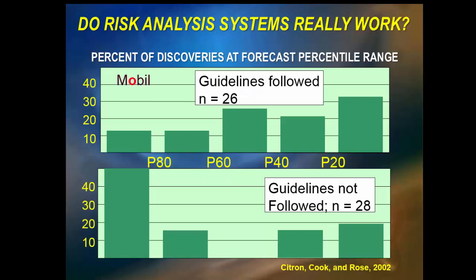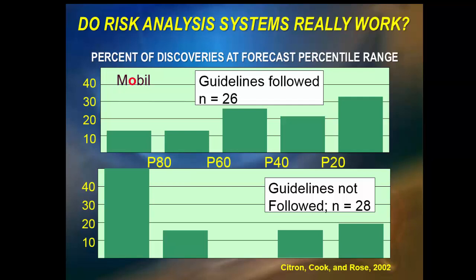Does this stuff work? Good question. We have several different examples of measurement, but this one I like particularly. This came from Mobil in the 1990s. They were in the middle of changing from a kind of prospect evaluation process that varied among different groups to a consistent one that was using these kinds of methods. And so it happened that in one year, they had 26 discoveries using the new guidelines, that was this kind of system I'm talking about, and 28 that did not.